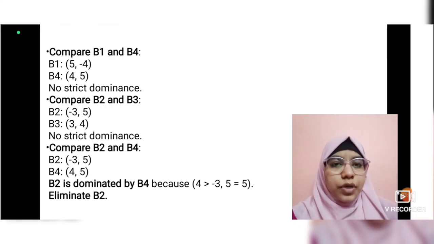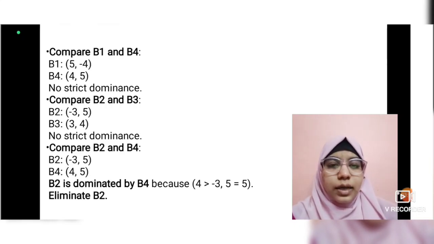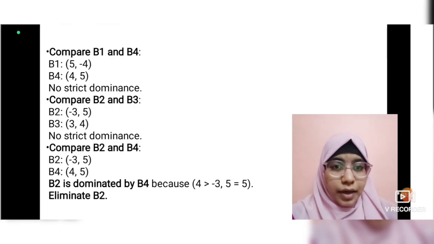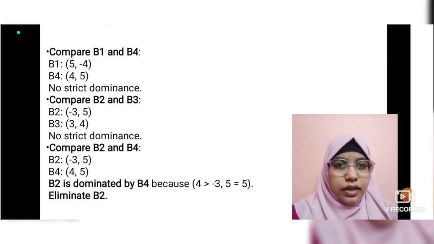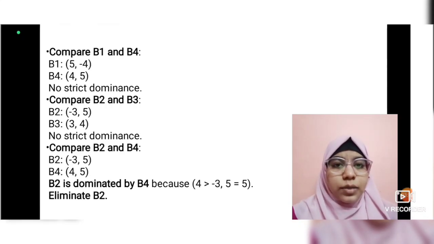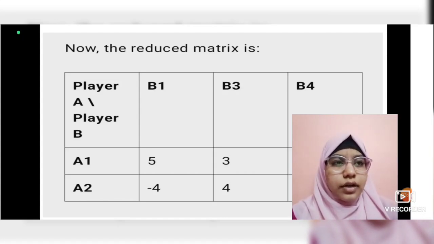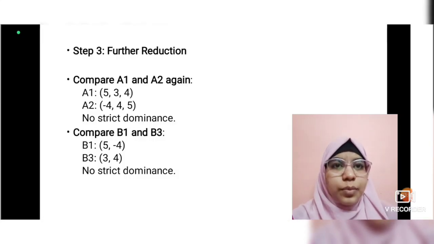Next, compare B2 and B4. In B2 we have the elements -3, 5 and B4 4, 5. Here B2 is dominated by B4 because 4 is greater than -3 and 5 is equal to 5. So we can eliminate B2. After eliminating B2, we have this resultant matrix with columns B1, B3, B4 and the rows A1 and A2.